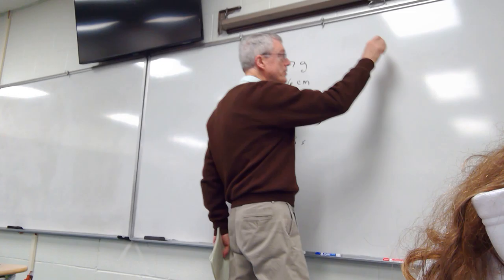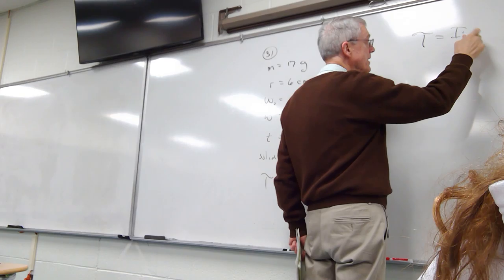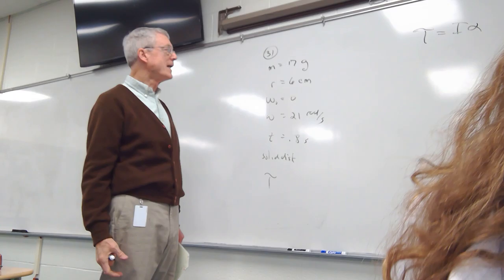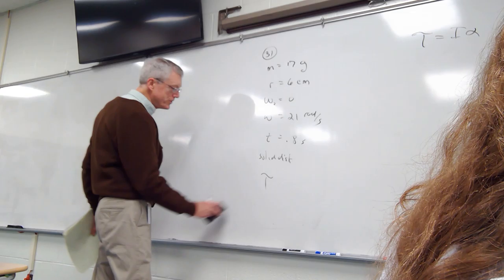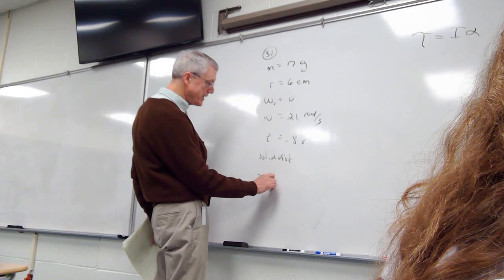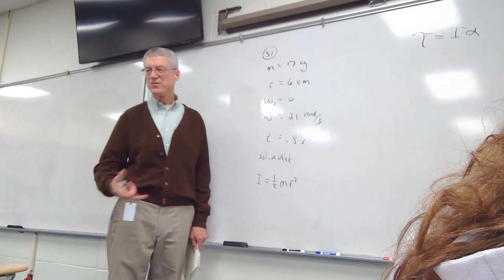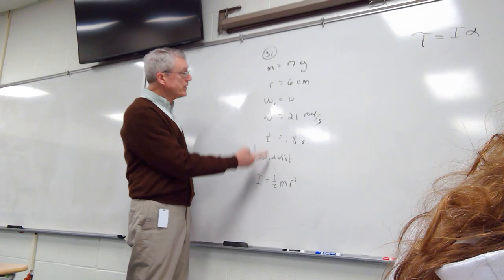The final answer is going to come from torque equals I alpha, like F equals ma. So we need to know I, and we need to know alpha from the data they gave us. This was a solid disk, and if you don't know, you look up on page 260 and you see that I for a solid disk is 1/2 mr squared. You have to have some way to know that. So we know m and we know r, so we can get I.